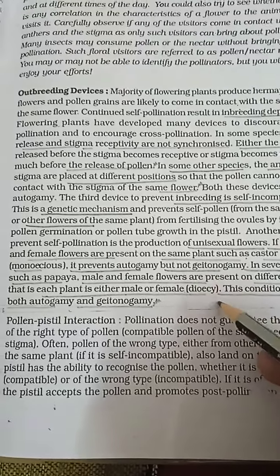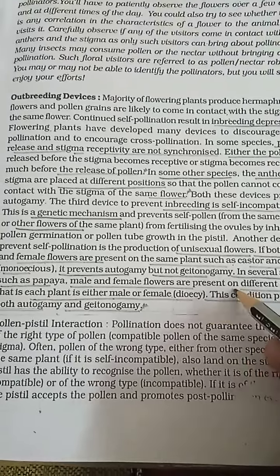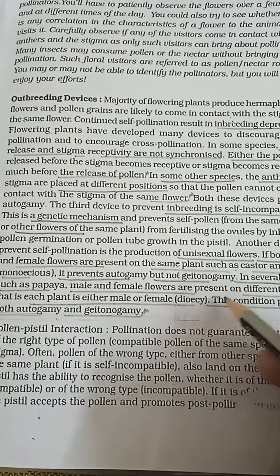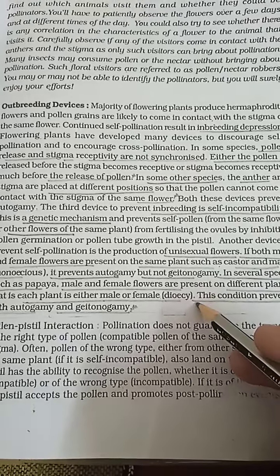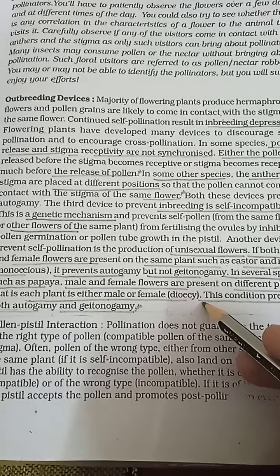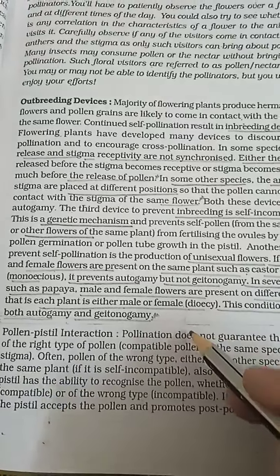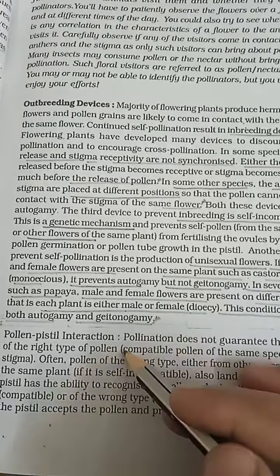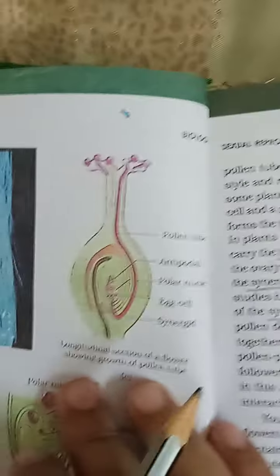But in the case of xenogamy, the plant should be dioecious, meaning it contains either male flowers or female flowers. That condition is called dioecious, and it only promotes xenogamy, not autogamy and geitonogamy. Very important. You have to see the structure of this.